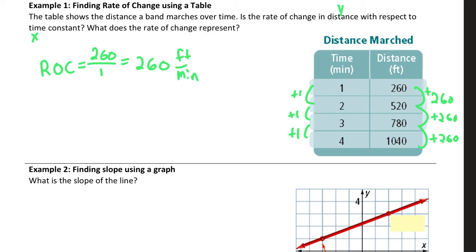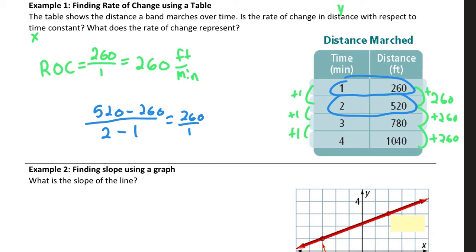Okay? So to find my rate of change, mathematically, I could do, and I'll do this in blue, 520 minus 260 over 2 minus 1. The reason I put 520 first is because it comes after 260. I could take any two values and compare them as long as I use the same ordered pair, okay? So my rate of change is 260. The rate of change in this situation is constant, okay?